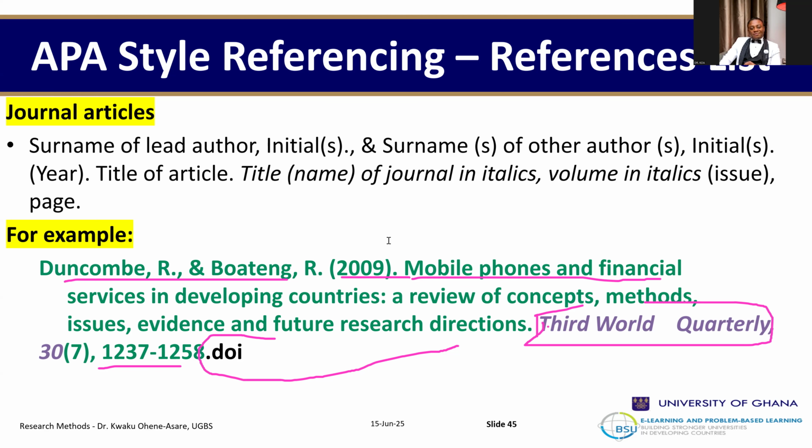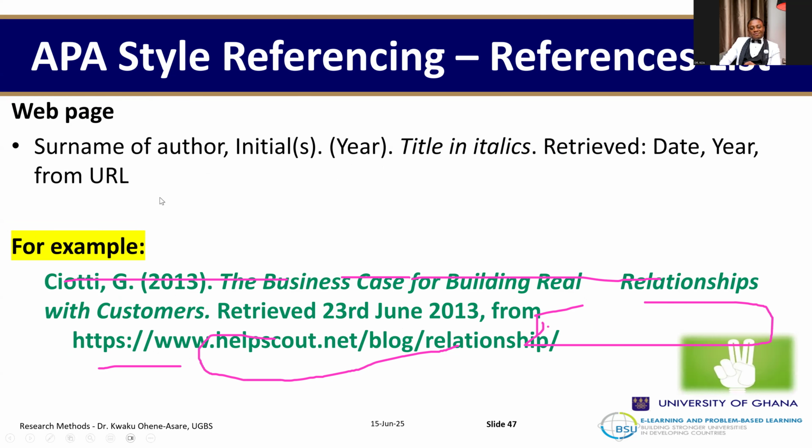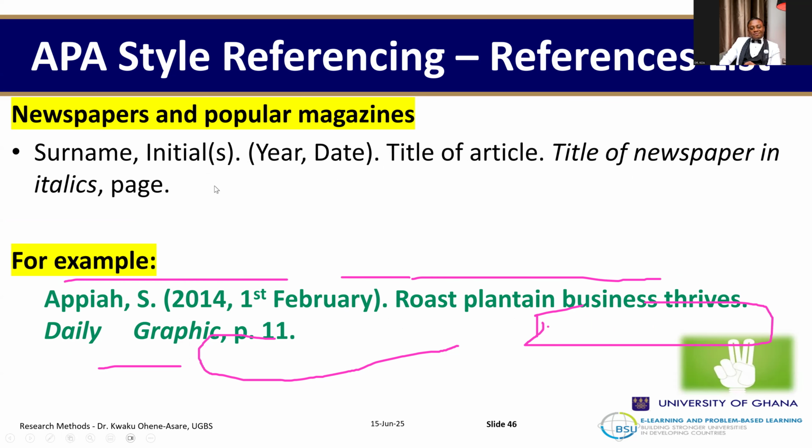Okay, so that's it. Then we go to the next one, web page. This is important, newspapers. In newspapers, this is how you do it. Appear, 2014, 1st February, roast plantain business thrives. Then if it is daily graphic, you write daily graphic page number. That's where the article is.